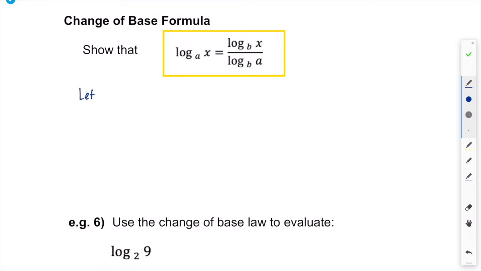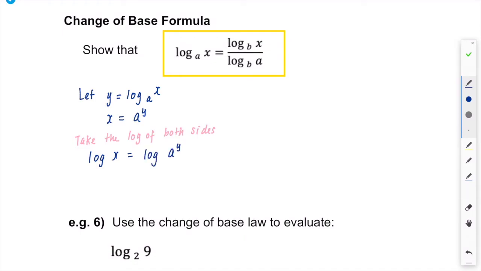So let y be log of x base a. We're going to first write this as x equals a to the power of y. Now I'm going to take the log of both sides of this expression. I have log x equals log of a to the power of y. For the fun of it and to be consistent with the format, let's do log base b. By the power rule of logs, I can say that this is y log base b of a. This is log x base b.